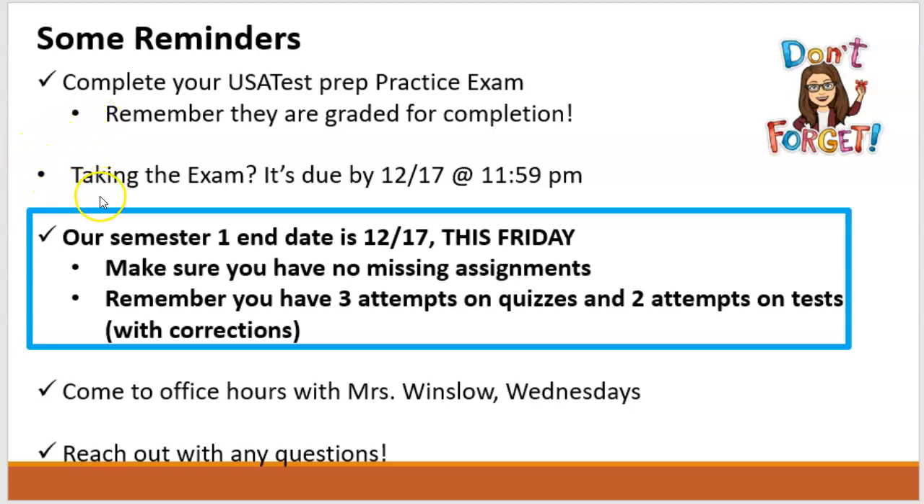If you are taking the exam, don't forget it is due by 12/16. Let me grab, there we go. Thursday, 12/16 at 11:59. And then our semester 1 end date for everything else, which remember, you don't have anything new on the plan all week. Nothing new. Our last new item was last Friday, the Unit 6 test. So you should be using this week to get that practice exam done.